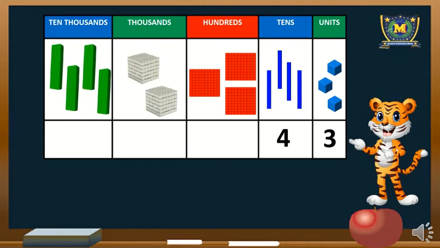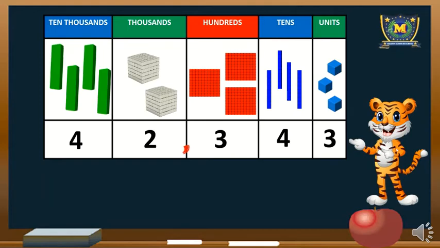And how about flats on the hundreds place? Great job, it's 3. And how about cubes on the thousands place? If your answer is 2, great job. And for the 10,000s place, how many bars do I have here? If your answer is 4, then you're right. Now, where will we put the comma? Yes, you're right, in between the thousands and the hundreds place.